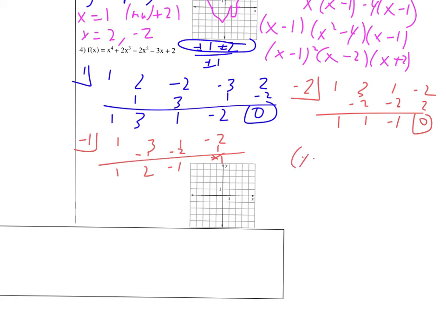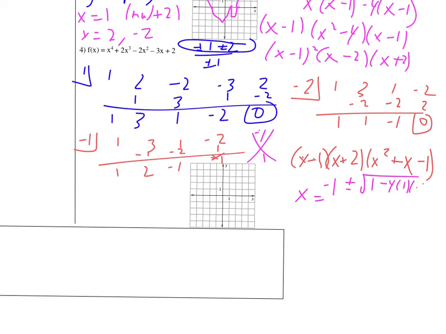Okay, so we get x minus 1 for the positive one that worked, x plus 2 for the -2 that worked, and we're left with x squared plus x minus 1. Now, we can try to factor the leftovers there at multiplying to -1 and adding to 1, but there are no two such numbers that do that. So I'm going to have to switch to the quadratic formula here. -1 plus or minus the square root of 1 minus 4 times 1 times -1 all over 2 times 1. So that would be -1 plus or minus the square root of 1 plus 4, which gives me 5, all over 2.